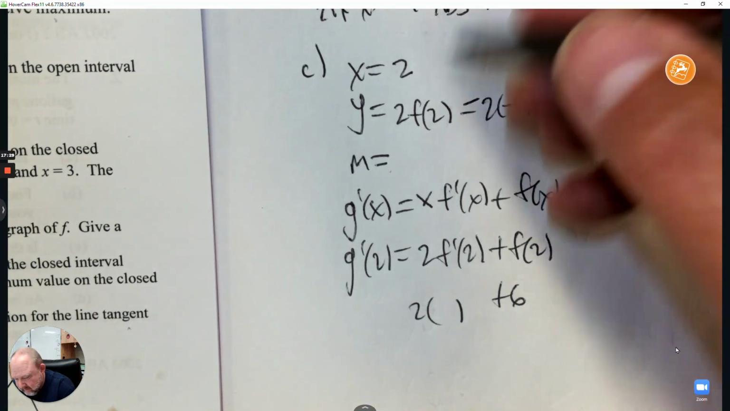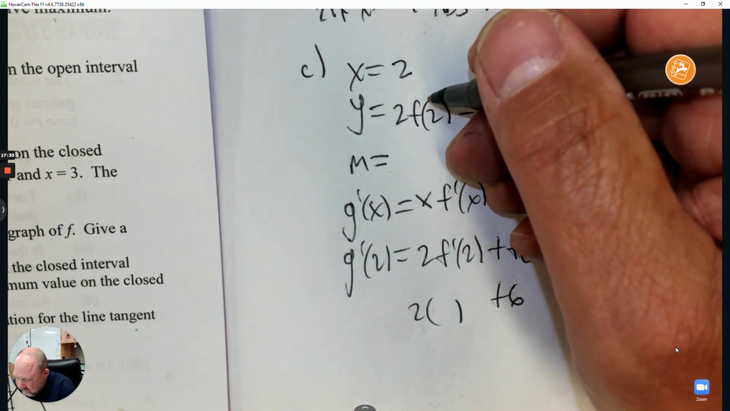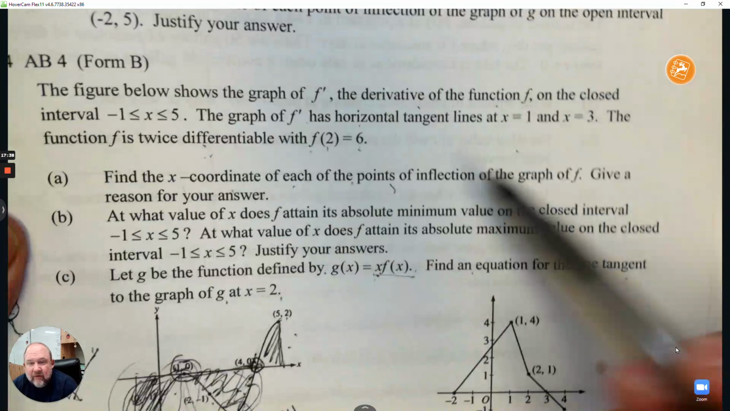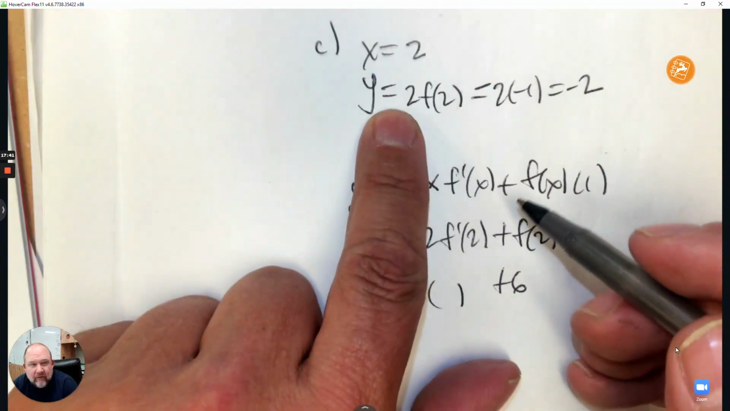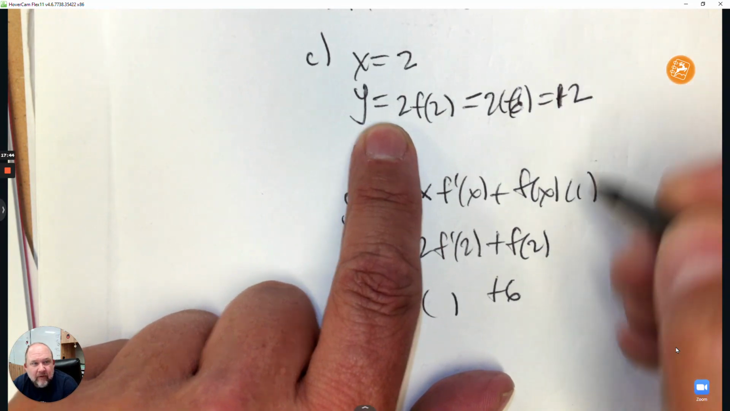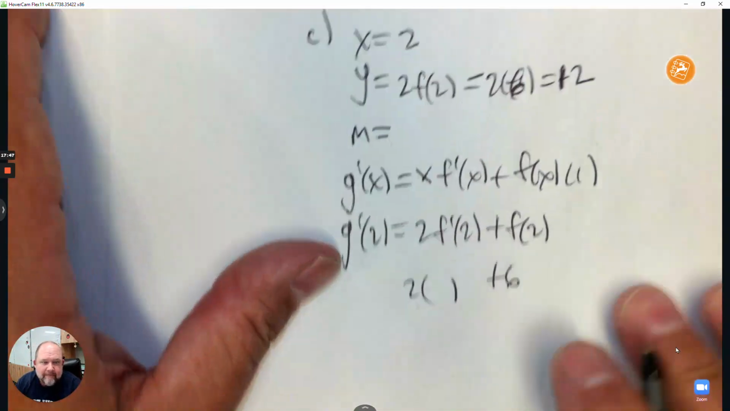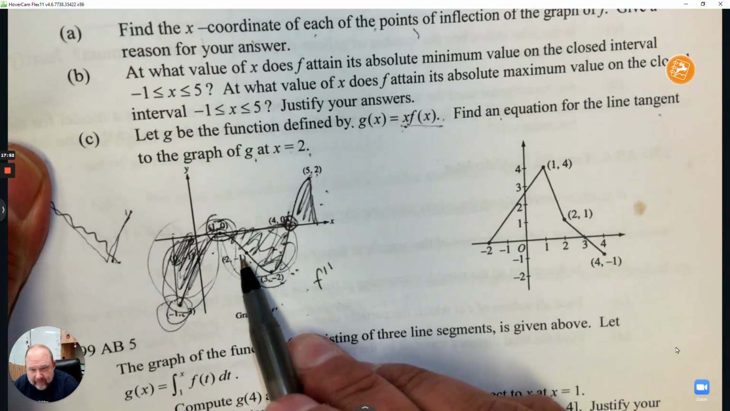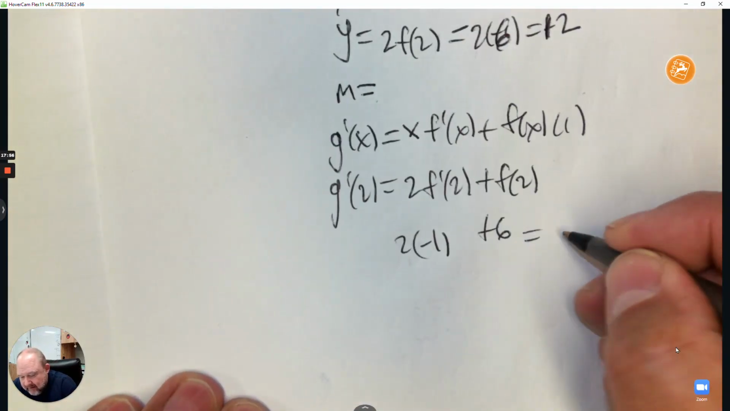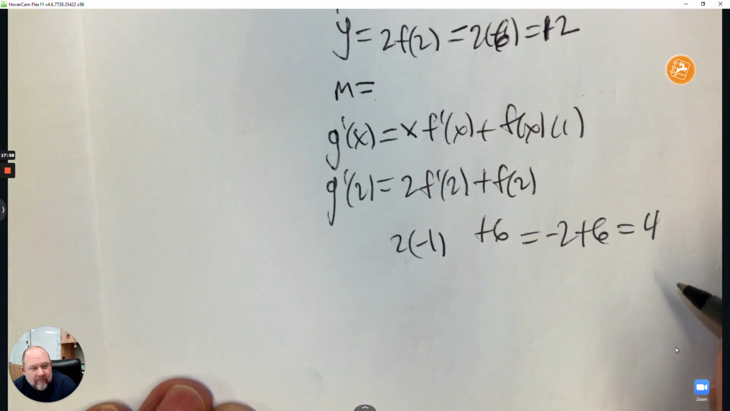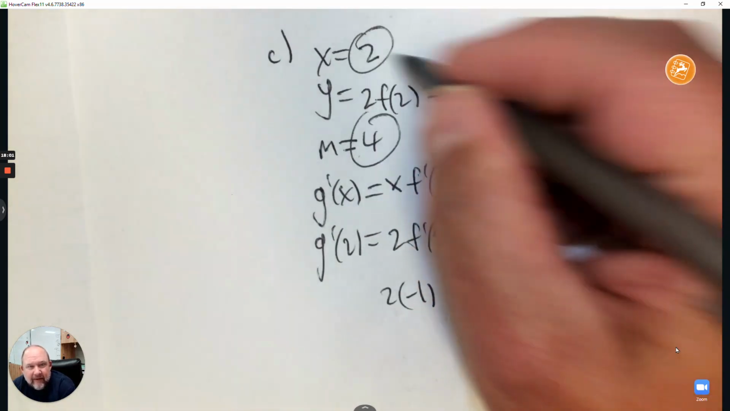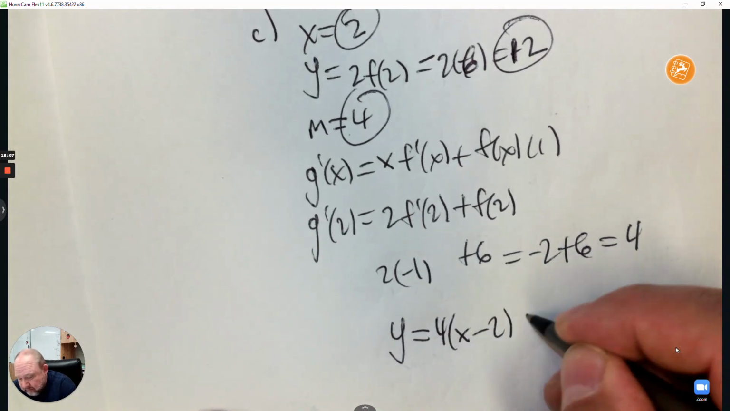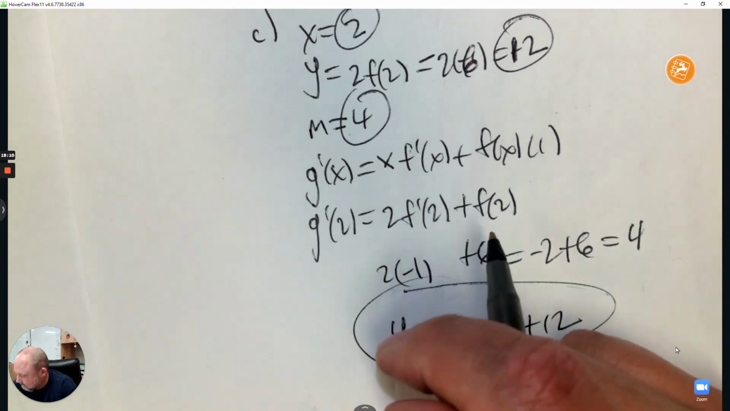Oh, wait a second. I did this part wrong. So f at 2 is 6. So when I plugged in 2, this should have been 2 times 6, which is 12. I looked at the derivative instead. Now the derivative at 2, now I can look off the graph and see the derivative at 2 is -1. So we have -2 plus 6, which equals 4. And now I have the 3 numbers that I need. So we have y equals 4 times (x minus 2) plus 12. There it is right there.